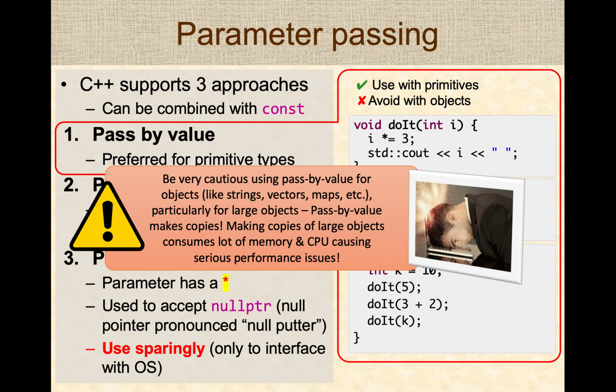So if you use pass by value for large objects like vectors and maps, pass by value makes copies, and making copies can consume a lot of memory and use a lot of CPU and can cause serious performance issues. So be very cautious when using pass by value with objects. You can use it with objects, but just make sure that these objects are small and straightforward.